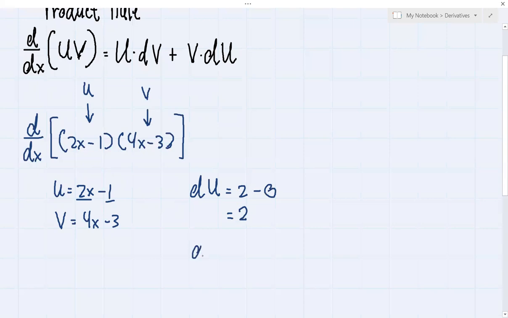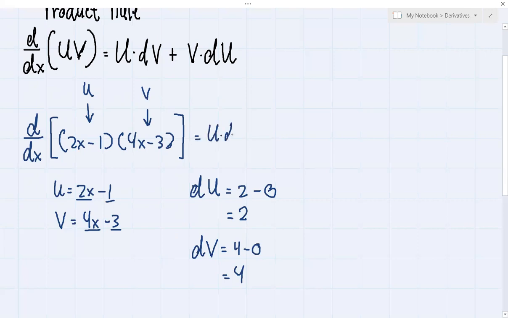Okay? Next. How about dv? Kumbaga, derivative ng v. Ano ang derivative ng 4x minus 3? So, let's start with 4x. Ano ang derivative ng 4x? 4. Ano ang derivative ng negative 3? 0. So, 4 minus 0 is 4. Ayan. So, let's now substitute the formula.